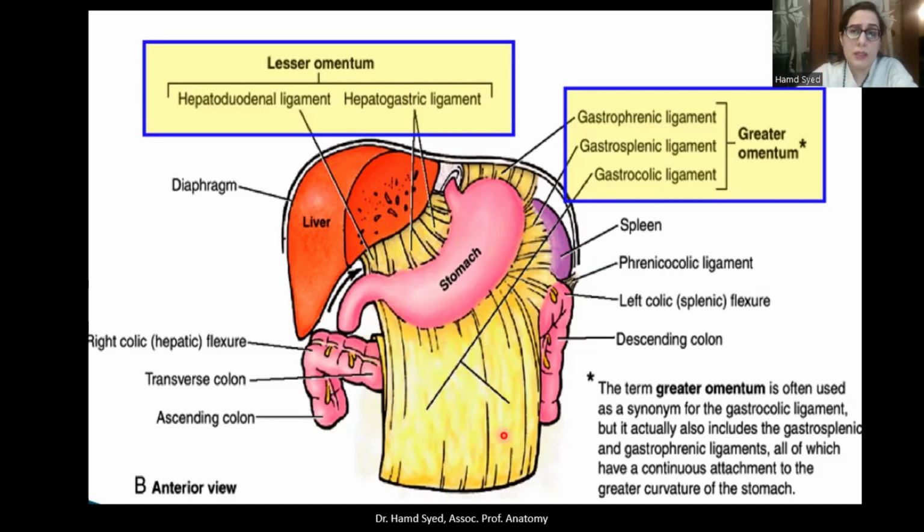And when we generally say greater omentum, we are often talking about this portion, which is the gastrocolic part of the greater omentum. But keep this in mind that based on the anatomy, we have three subdivisions of the greater omentum, which means gastrosplenic ligament and gastrophrenic ligament are also parts of the greater omentum.